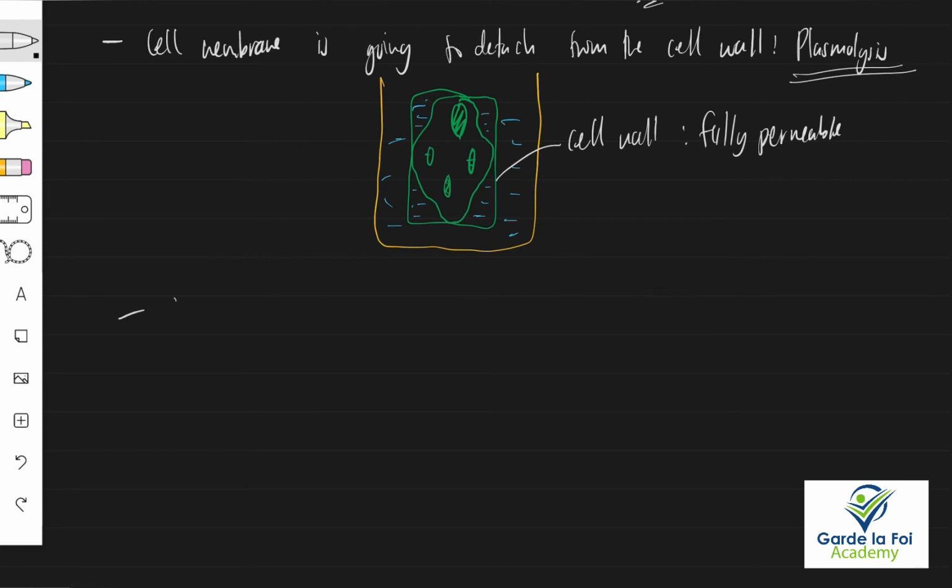So when all plant cells have been plasmolyzed, this actually leads to wilting in the plant. That's why we see plants wilting, because of that whole process of plasmolysis.